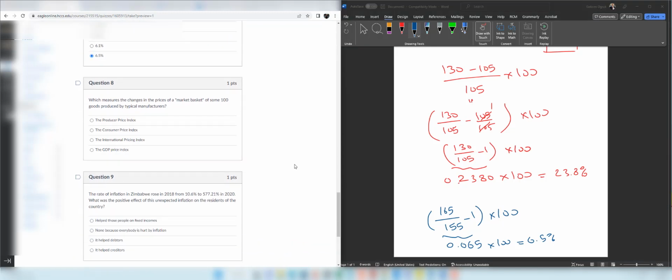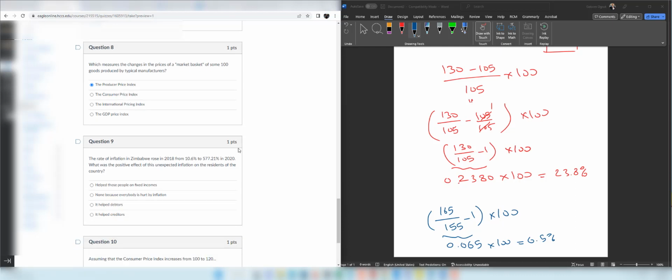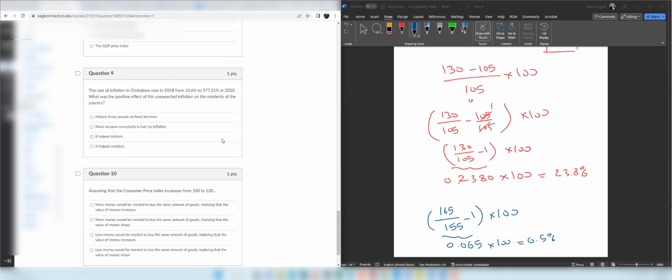Which measures the changes in the prices of a basket of some 100 goods produced by a typical manufacturer? So that is producer price index. Question 9. The rate of inflation in Zimbabwe rose in 2018 from 10.6% to 577.21% in 2020. What was the positive effect of this unexpected inflation on the residents of the country?